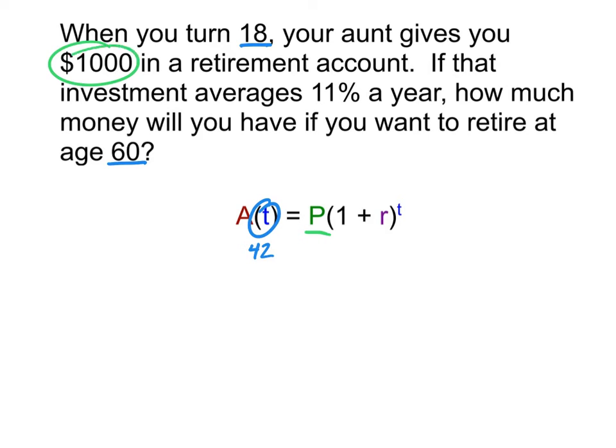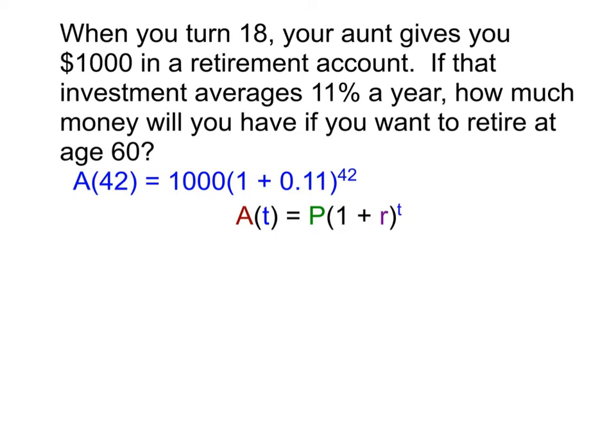All right, next up, P, my principal value. That's our starting amount, so that's the 1,000. Then we go to our r value, and r here is going to be my rate, 11% as a decimal. So I'm going to take the 11, divide it by 100, which is going to give me 0.11. And then the t here is the same as the t here. That's also going to be the 42. And so this is going to be our general equation.